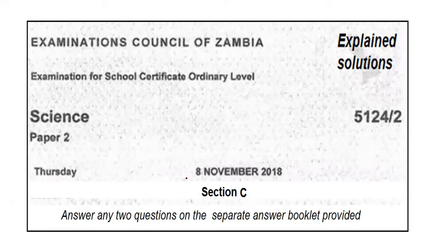We continue with solutions for the 8 November 2018 Science Paper 2, which is Chemistry, Section C. Section C has 3 questions. You are only supposed to answer any 2 questions of your choice in a separate answer booklet that is provided for you. But since we are just teaching, I'll go through all 3 questions to explain the concepts involved and help you on the particular topics that came, so that you may be victorious in your forthcoming exams.